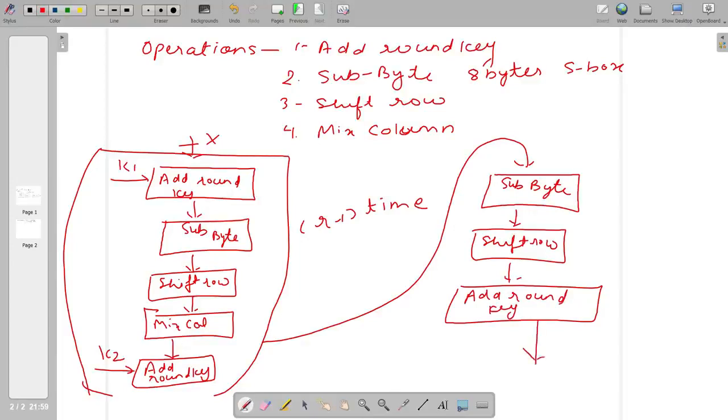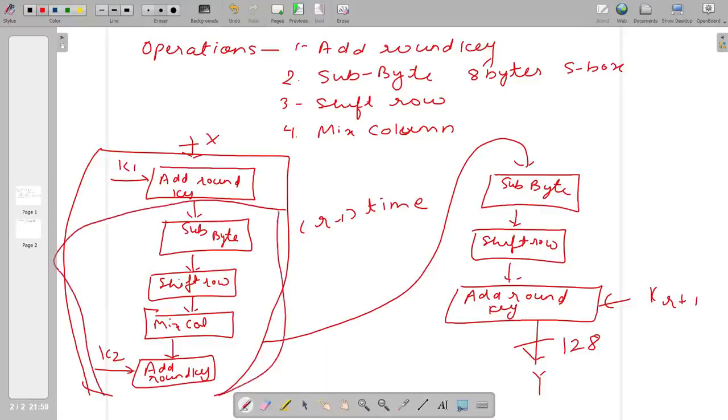And then we generate 128 bits of output or ciphertext, that is Y. This is K of R plus 1. So mix column is not present in the last round, and this add round key is only for the first round, otherwise we start from here for the R minus 1 round. So this is a typical AES structure.